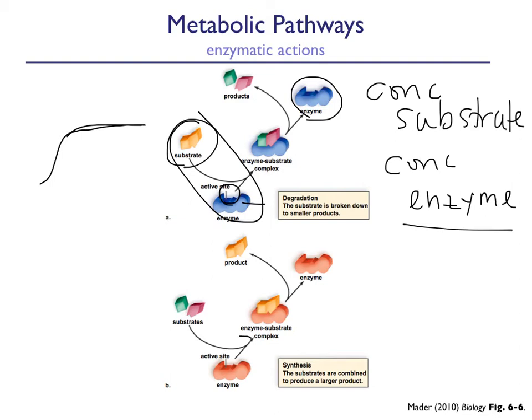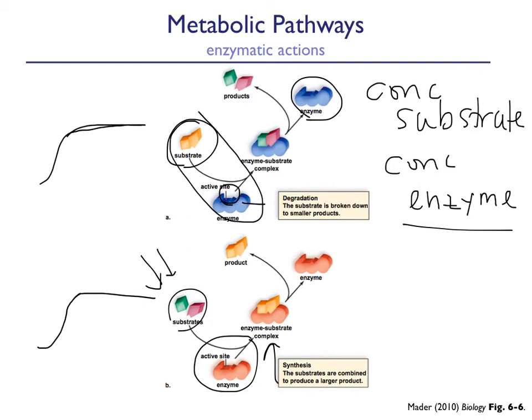If you have a whole bunch of enzyme and not very much substrate, the reaction won't occur very fast. But if you add lots more substrate, it will speed up the reaction again until all of the active sites on the enzyme are full, and then the reaction rate will plateau as all the active sites are filled. So you can adjust the concentration of the substrate or the enzyme to facilitate how fast a reaction is occurring.